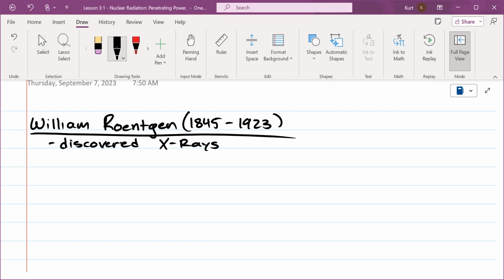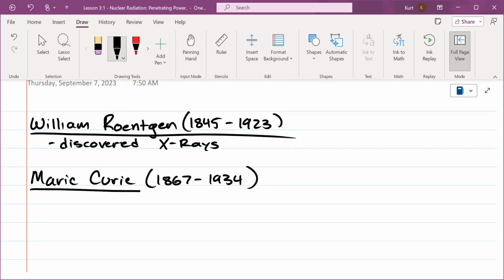And then the woman that put a lot of female scientists on the map, Marie Curie, 1867 to 1934. She discovered radioactivity.